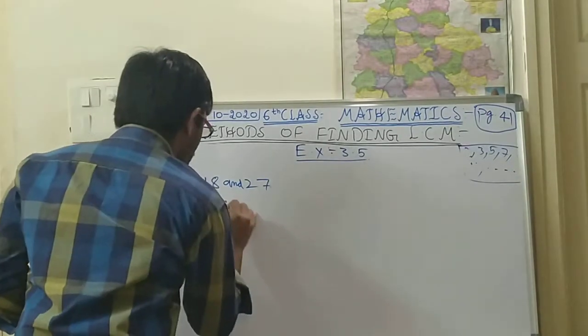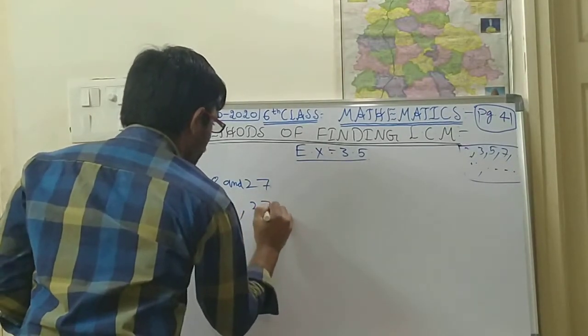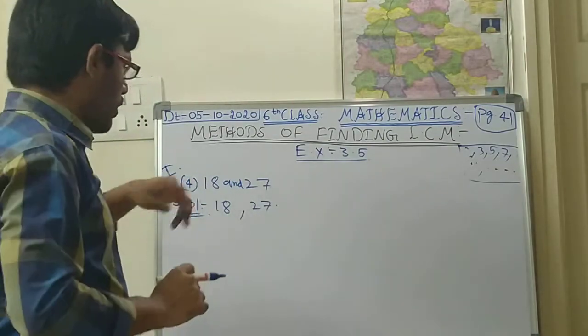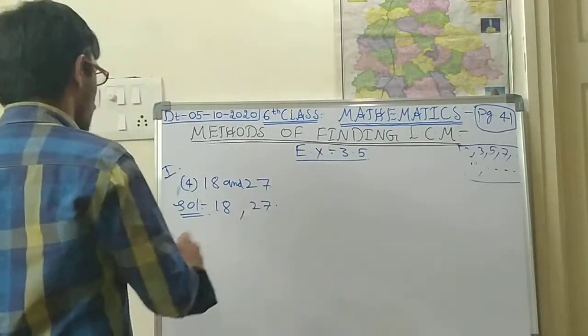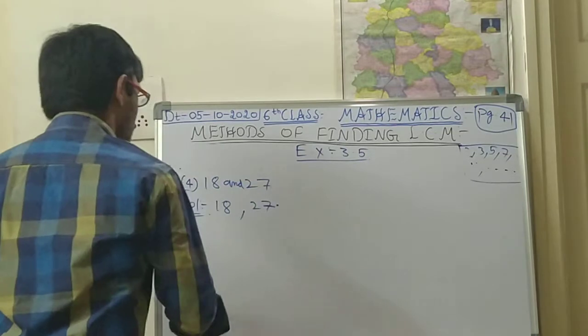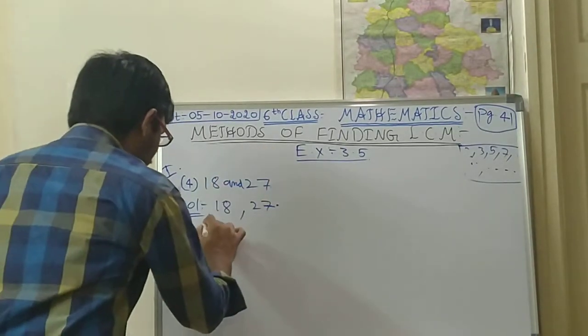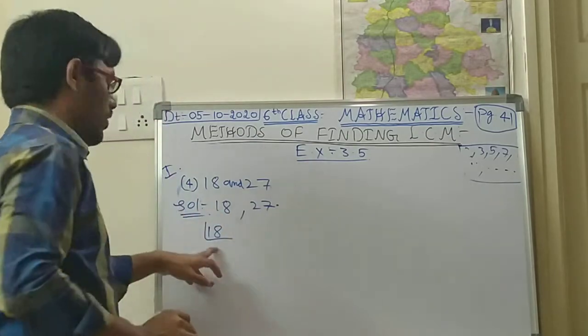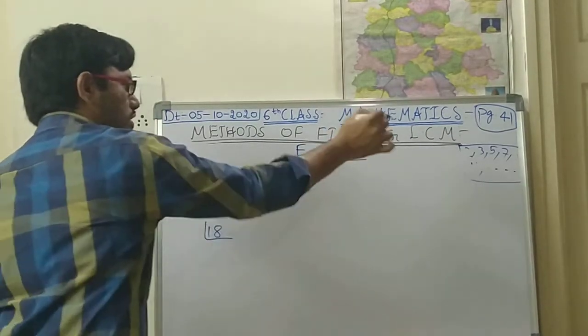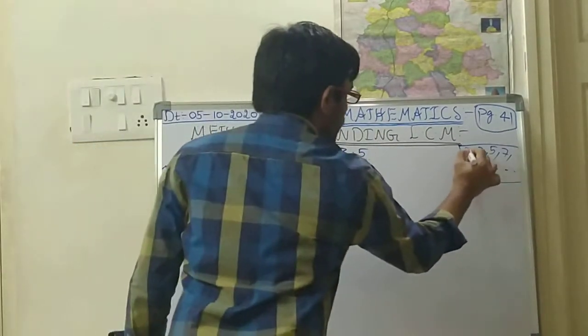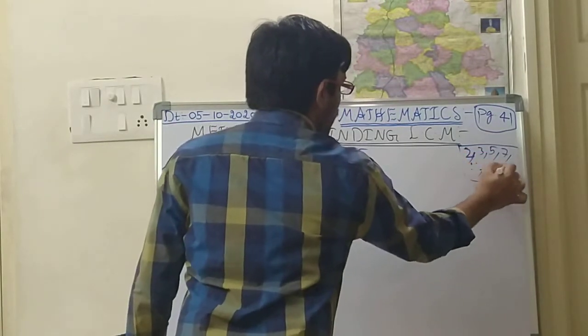So here, first step: 18 comma 27. Please note this down, children, in your classwork also. Don't wait. So the first step is the question as it is. Next step, do the prime factors for 18. The first number should be 2 only.